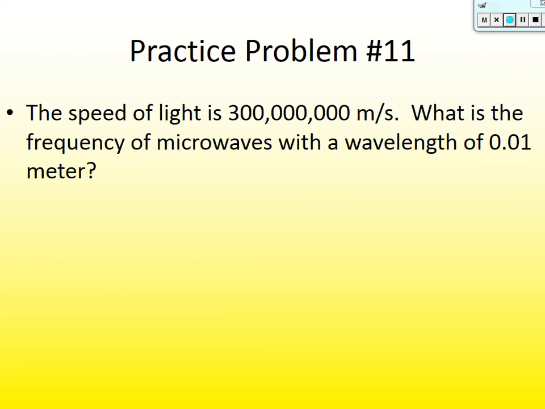Okay, number 11. This is an interesting question because it's actual data. Your microwave oven at home, this is the data off of it, okay? The speed of light is 300 million meters per second. What is the frequency of microwaves with a wavelength of 0.01 meters? That's 1 centimeter. Just about what they have. I would like you guys to tell me what the frequency of microwaves are. How many waves are there in 1 second? I think it will surprise you. Try it on your own, okay? If you're watching the video, please hit pause.